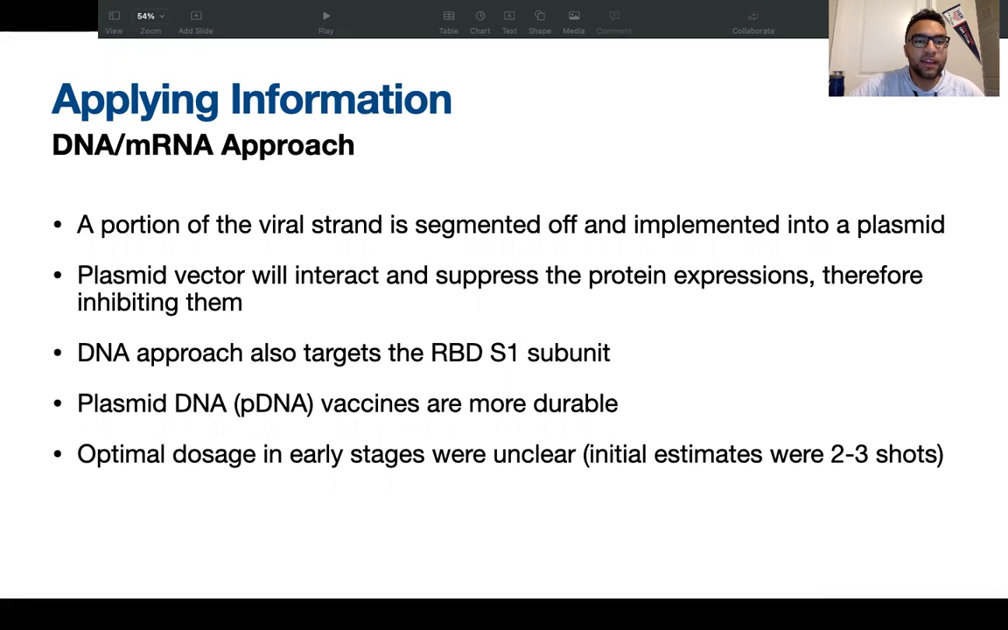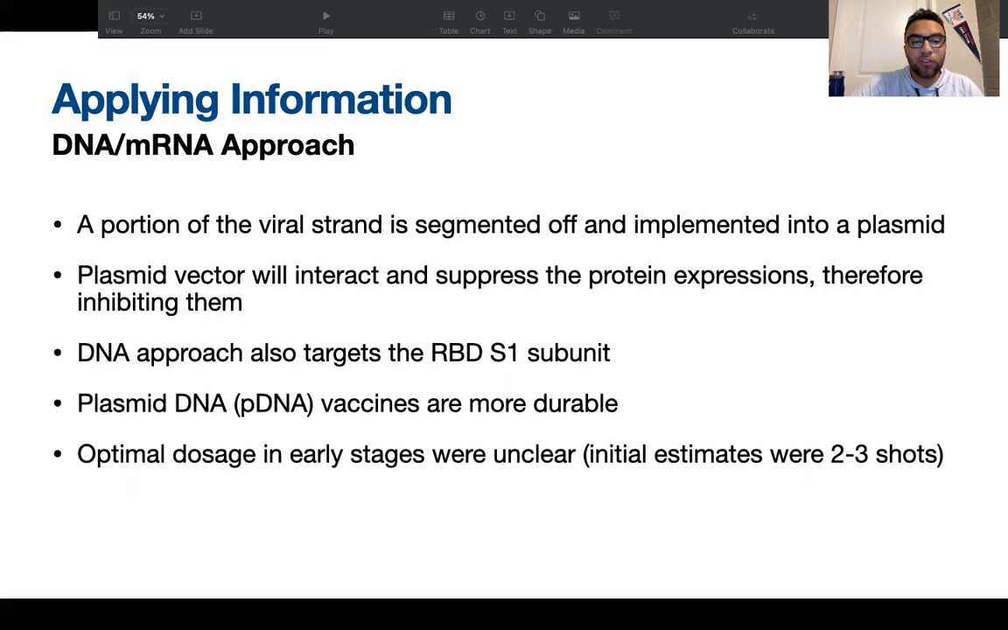Okay, lastly, we have the DNA approach, or I should say the DNA and RNA approach, excuse me. So basically within this one, a portion of the viral strain is segmented off and implemented into the plasmid. A plasmid is a circular genomic structure. So you're essentially taking a slice out of the plasmid while then putting the new portion of the viral strand into it so it can bind and code essentially. And the plasmid vector will interact and suppress the protein expressions, therefore inhibiting them.